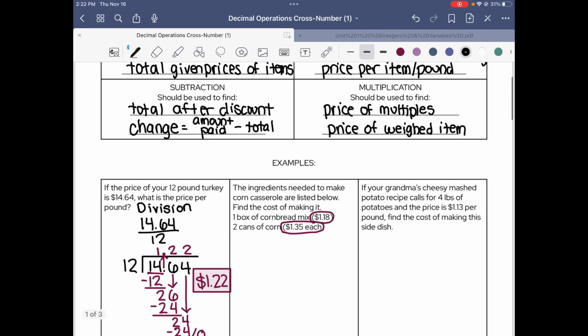So what I'm going to do is add $1.18, and then I'm going to put $1.35 on there twice because I'm buying 2 cans of corn. You could also multiply $1.35 times 2 and then add. I'm just going to write it twice instead. As you write out those numbers and copy mine, notice how all of my decimal points are lined up perfectly.